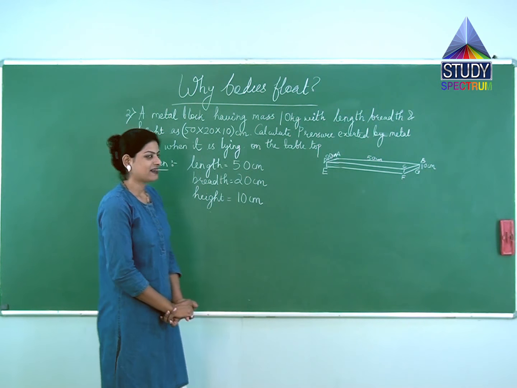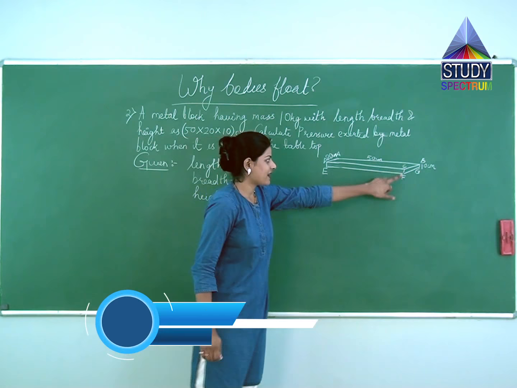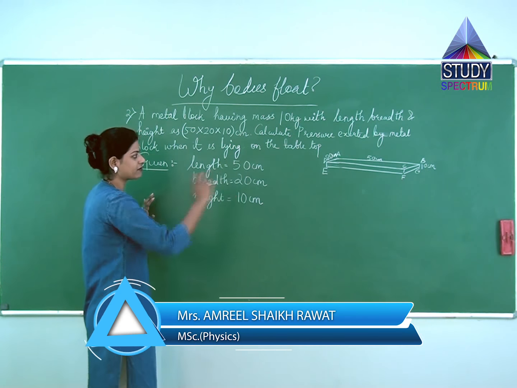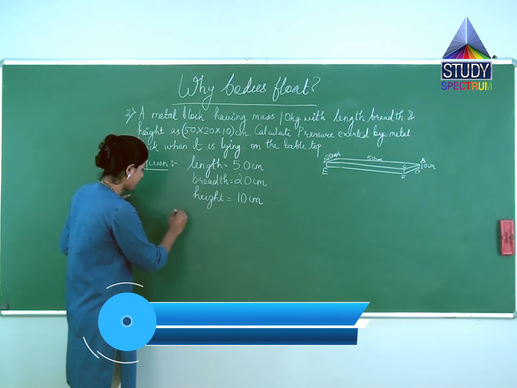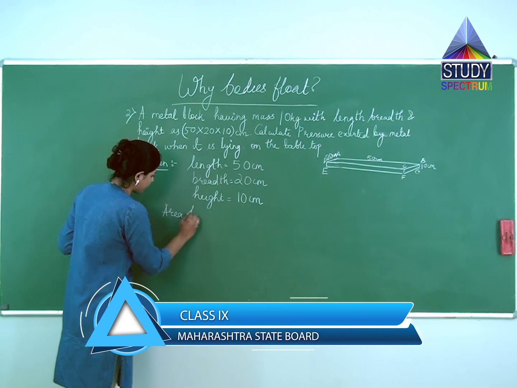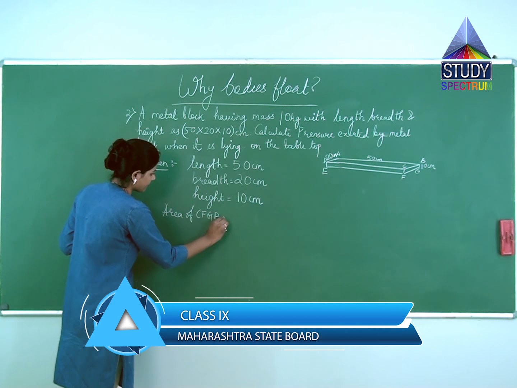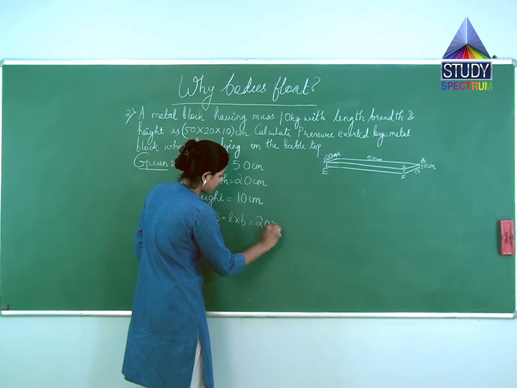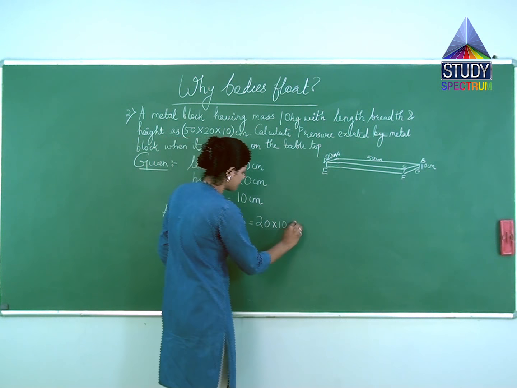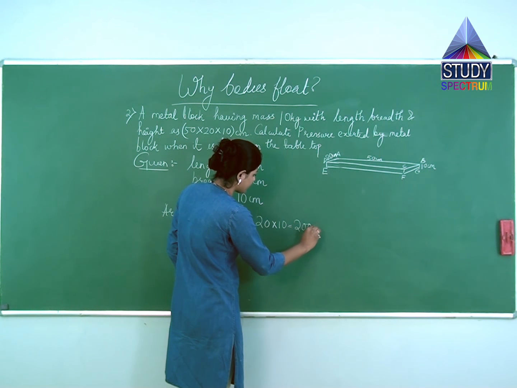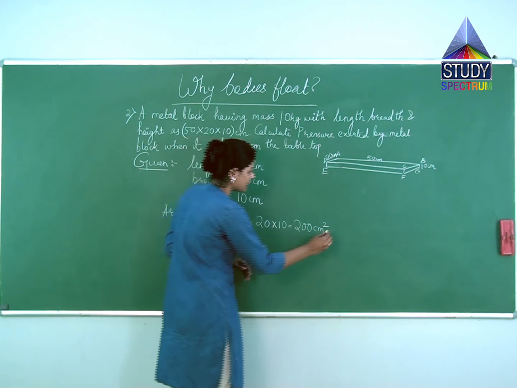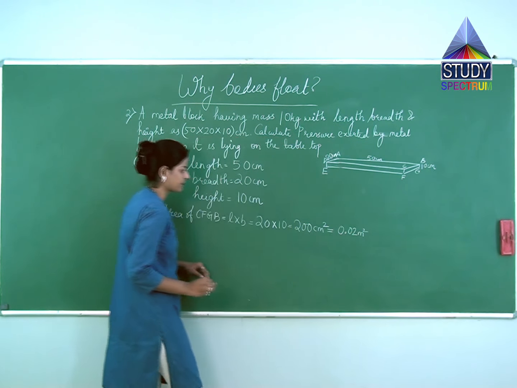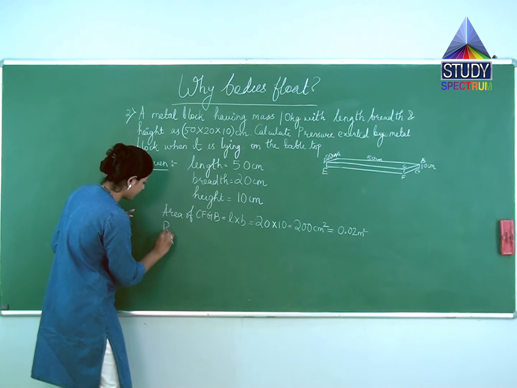Now similarly we will find the pressure exerted by the surface CFBG on the tabletop. For finding that, we will first find the area of the surface CFGB, length into breadth. Length there is 20 centimeter and breadth is 10 centimeter. We get 200 centimeter square. Now converting it into meter, we get 0.02 meter square.